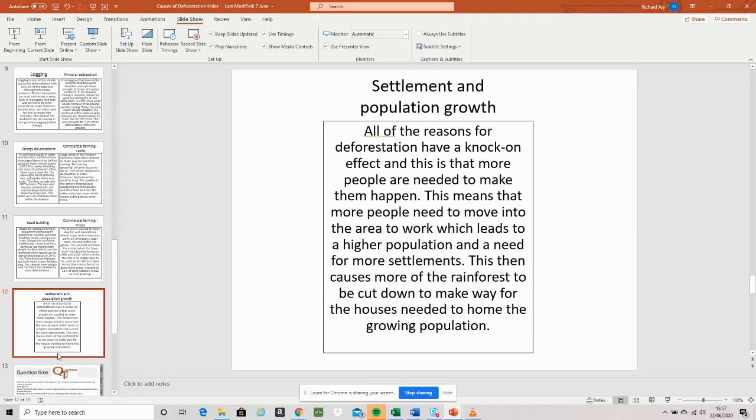So all of the reasons for deforestation, as it says, have a knock-on effect, and that's that you need more people to make them happen. Then that leads to a higher population, more settlements. But as you can probably gather, as people are moving in, for example, to work in agriculture, those settlements are moving on as well. Very, very contrasting to the situation that preceded this.